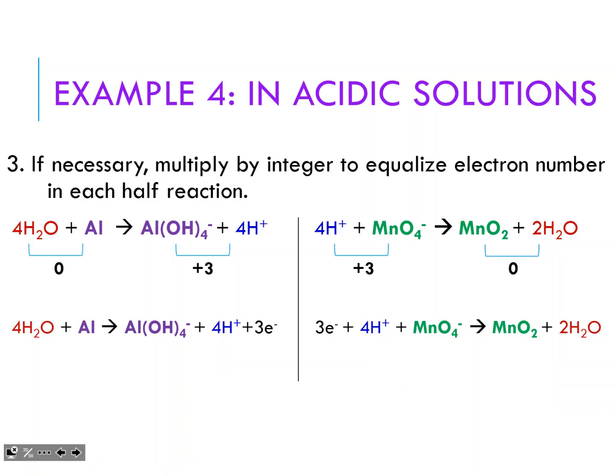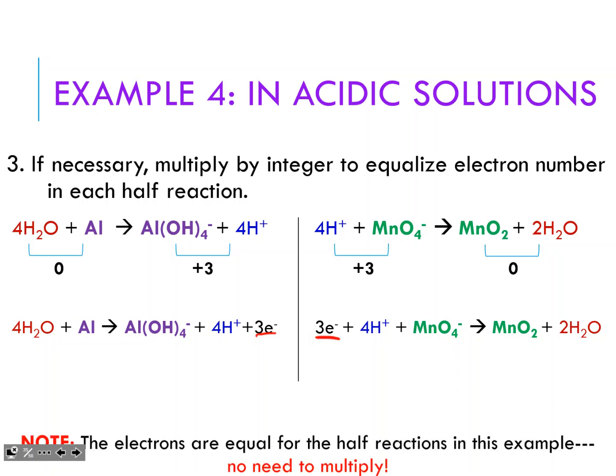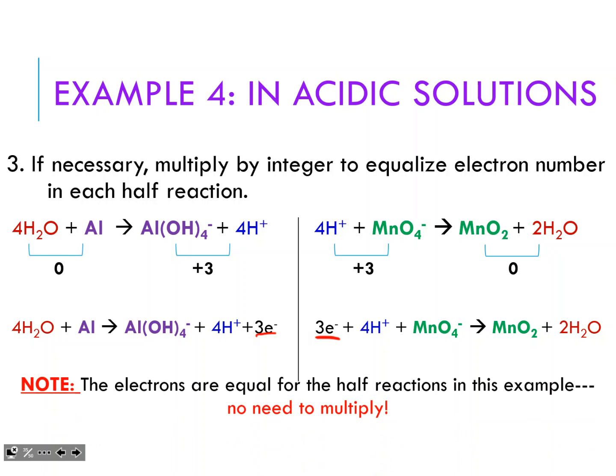Now we get to this point here, and you'll notice that the electrons that we added in for both half reactions are the same. They're 3 and 3. That makes our life a little bit easier, because if they weren't 3 and 3, we would have to multiply through to get them to be the same amount of electrons. So in this particular example, we don't need to multiply, because the electrons were already equal when we got here. Don't worry, we'll do another example where it's not the same, so you'll get to see the multiplying step.